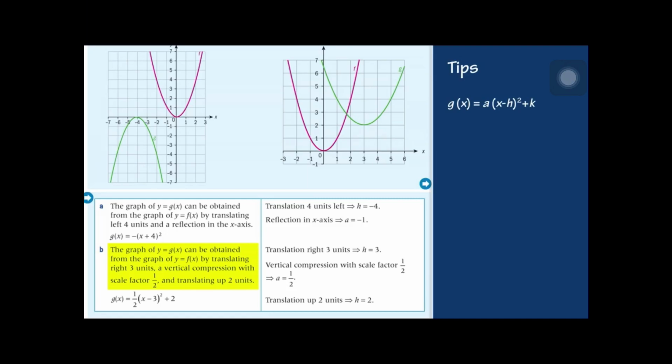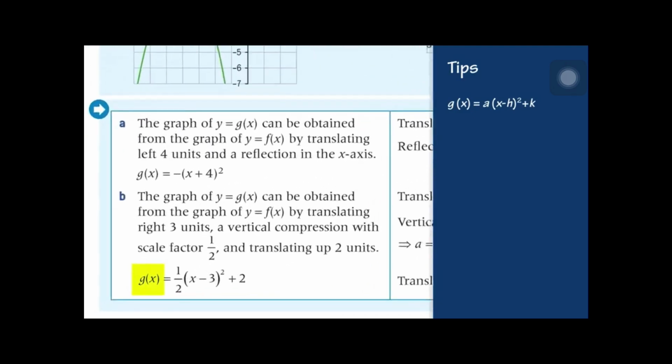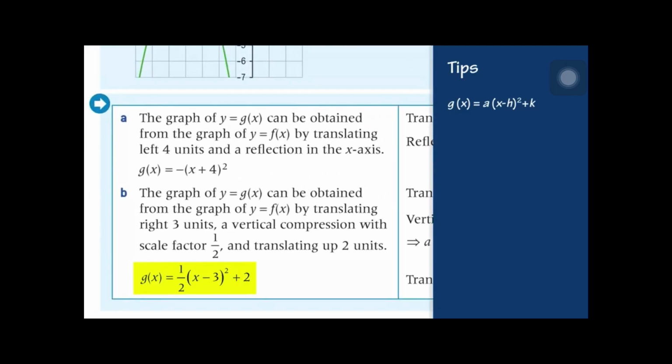To write an expression for the function g of x, you know that a translation right 3 units implies h equals 3. A vertical compression with scale factor 1/2 implies a equals 1/2, and a translation up 2 units implies k equals 2. Substituting these constants into the function g of x equals a multiplied by x minus h squared plus k, you get g of x equals 1/2 multiplied by x minus 3 squared plus 2.